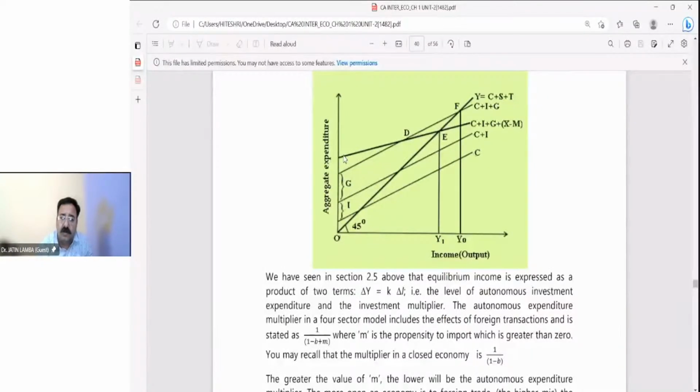Right, you can see the 2 sector, 3 sector, 4 sector model graph starting from above, because net export is adding, but due to the negative slope of the import function, minus mY, it becomes flatter. So this is the reason why the equilibrium is attained earlier than in the 3 sector model.